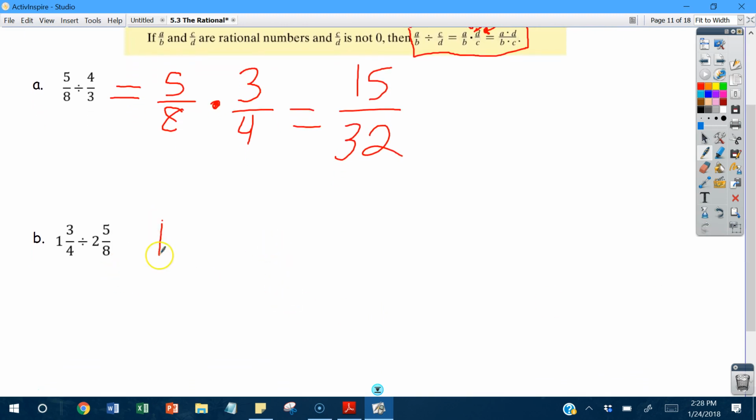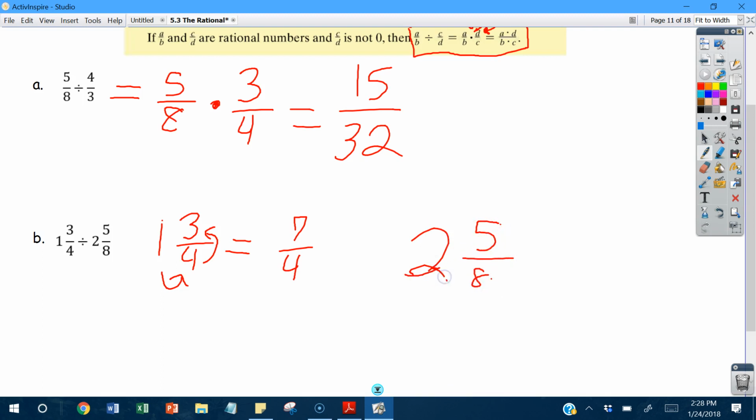Let's do what we did in that last example, and first write them as improper fractions. So I'm going to multiply 1 times 4 to get 4, and then add it to 3, so I get 7 over 4 for that first mixed number. I'll do the same thing here. I'll multiply 2 times 8 to get 16, and then add it to 5 to get 21, and the denominator stays the same.